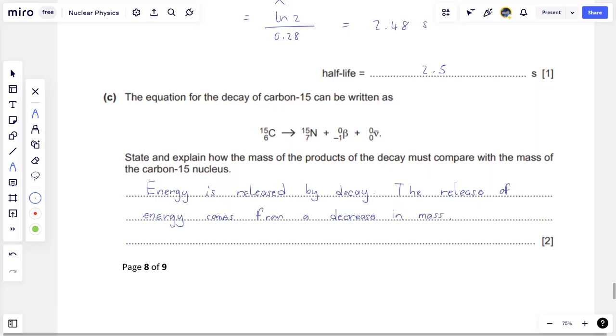And so how do I conclude? I conclude that the mass of the products must be less than the mass of carbon-15, or the reactant, which is only 1. And so the mass of the products is less than the mass of carbon-15. That's the only reactant. So I wouldn't say reactants, I'll just write carbon-15.